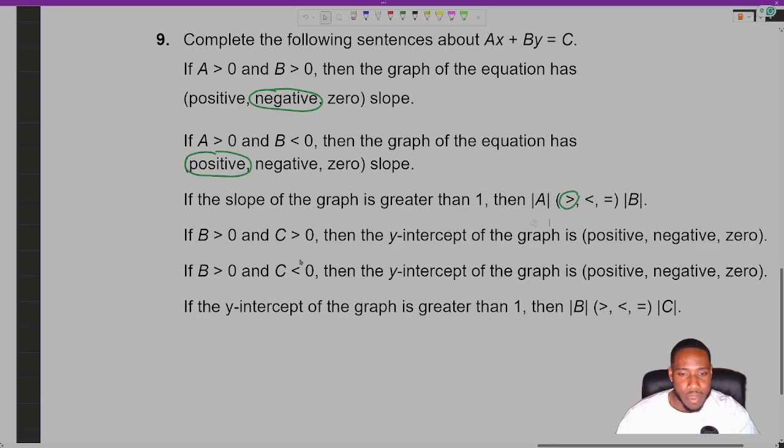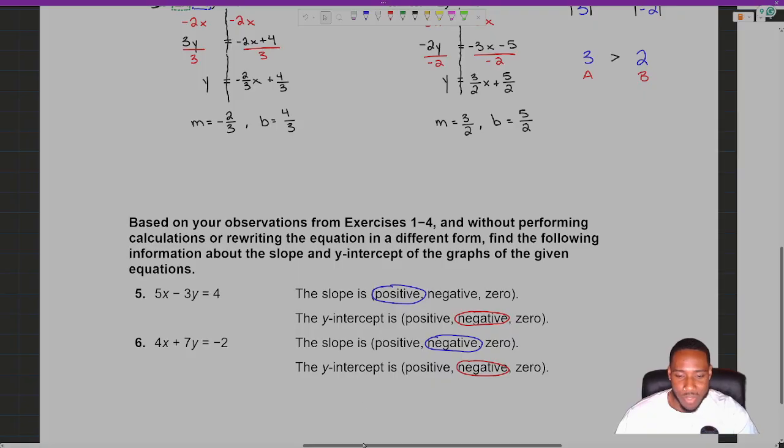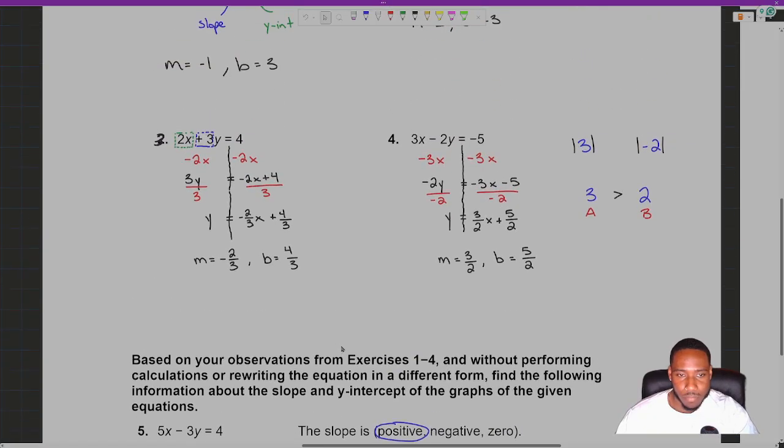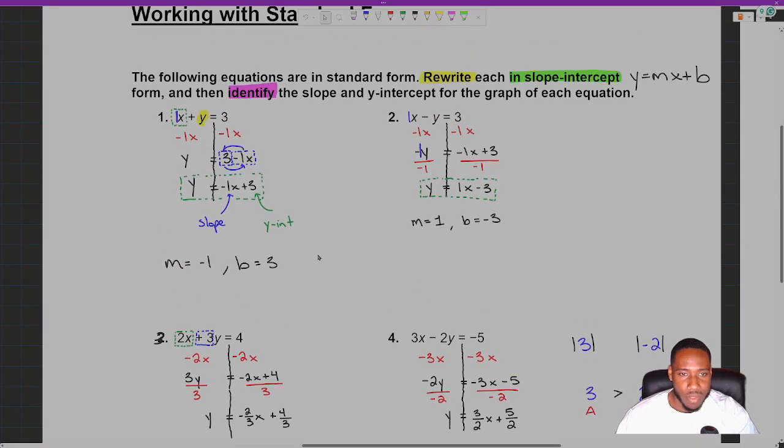All right. Next scenario says if B is greater than 0 and C is greater than 0, then the y-intercept of the graph is either positive, negative, or 0. So let's find a situation for that. B is greater than 0 and C is greater than 0. A good example of that is right over here at 3. Really, we could use 1 or 3. Let's use 1. Why not?